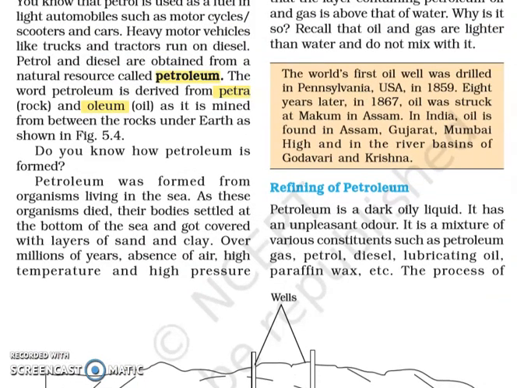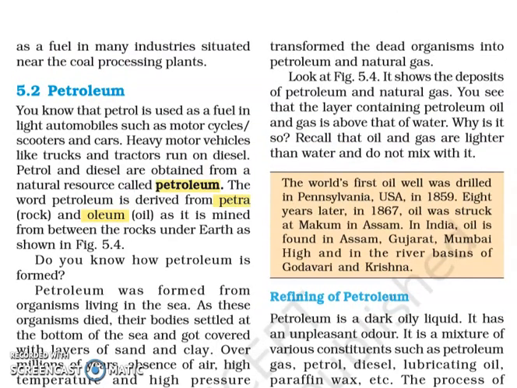Do you know how petroleum is formed? Petroleum was formed from organisms living in the sea. As these organisms died, their bodies settled at the bottom of the sea and got covered with layers of sand and clay. Over millions of years, absence of air, high temperature and pressure transformed the dead organisms into petroleum and natural gas. That is why petroleum and natural gas are also called fossil fuels.